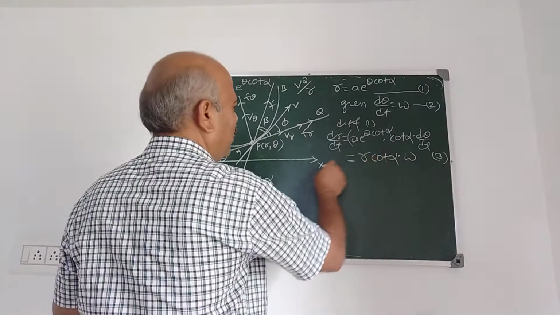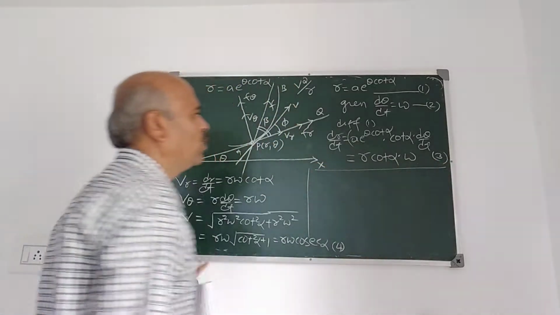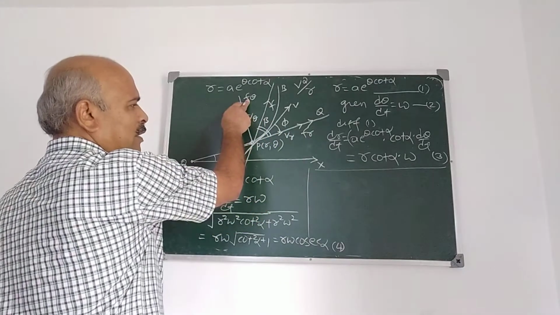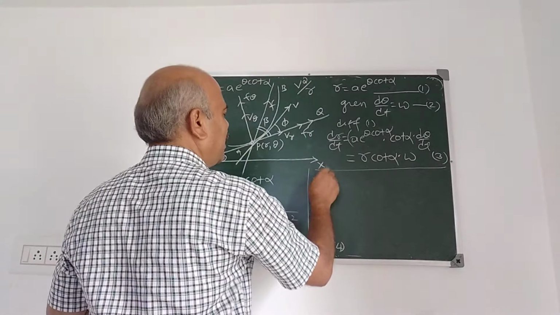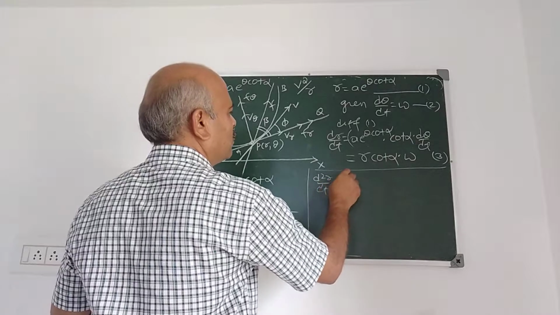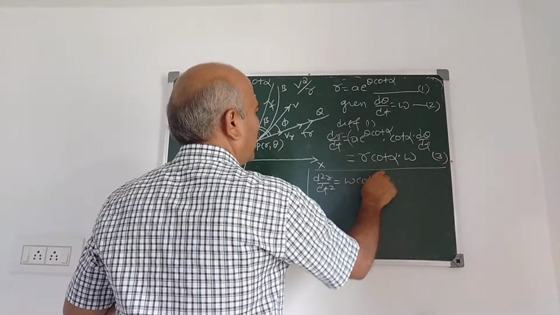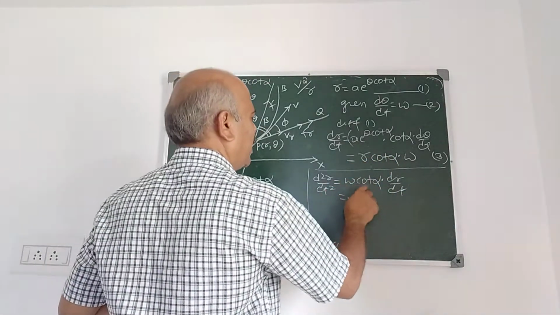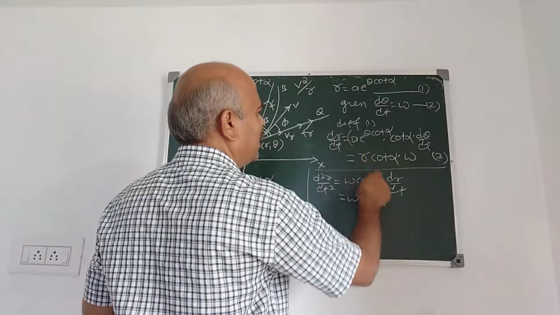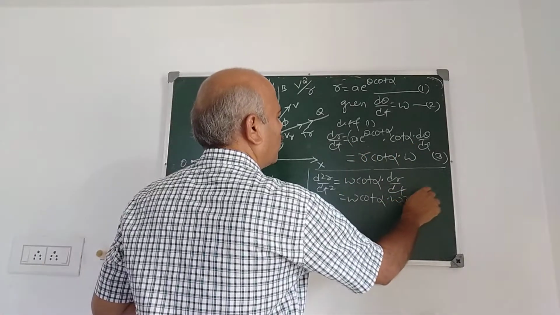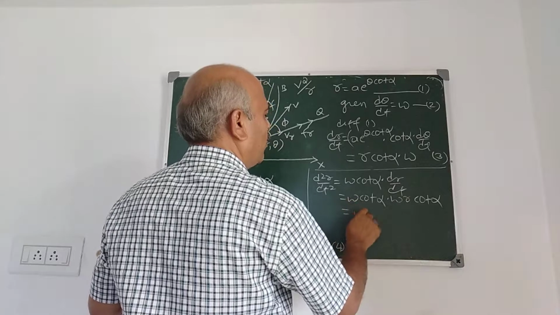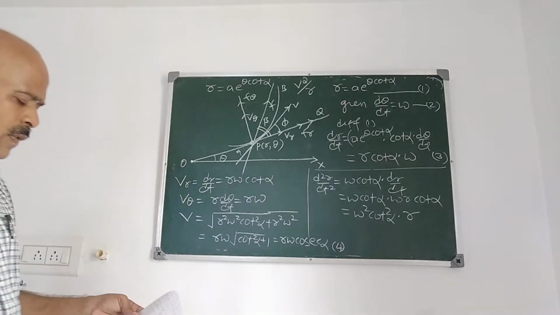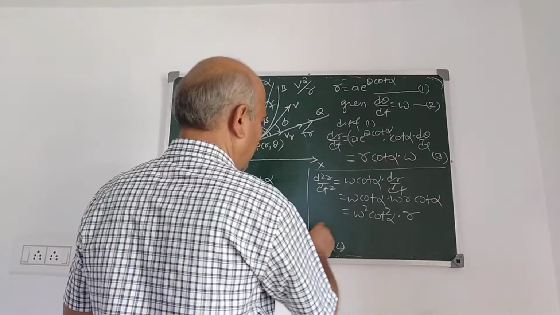Now I refer to this as 4. Now differentiate 3, because we require d2r by dt square. We have to find out Fr and F theta, the radial acceleration and transverse acceleration. What is d2r by dt square? It is omega cot alpha into dr by dt. What is dr by dt? Again omega r cot alpha. It is therefore omega square cot square alpha into r. Correct? That is d2r by dt square.